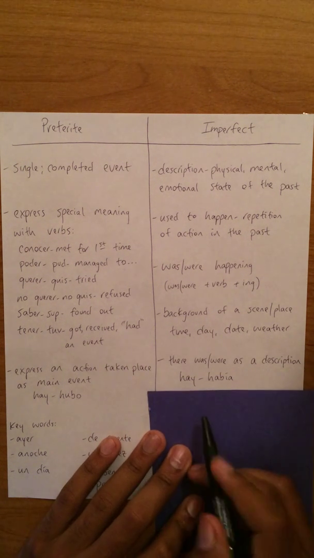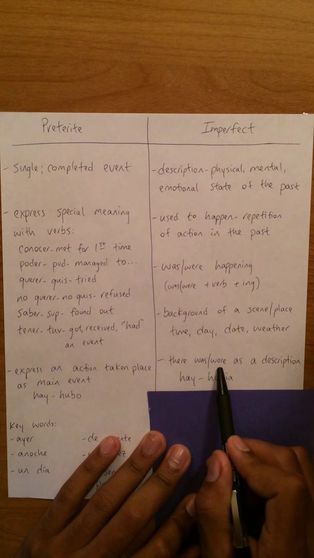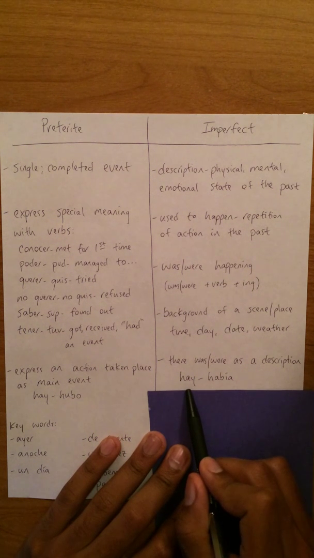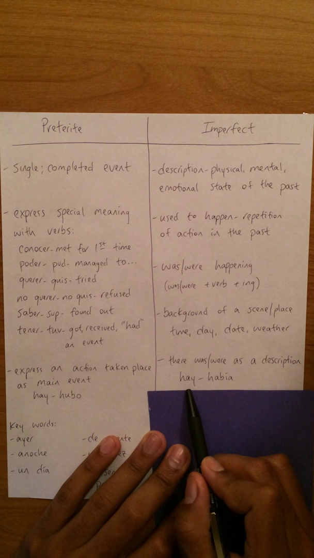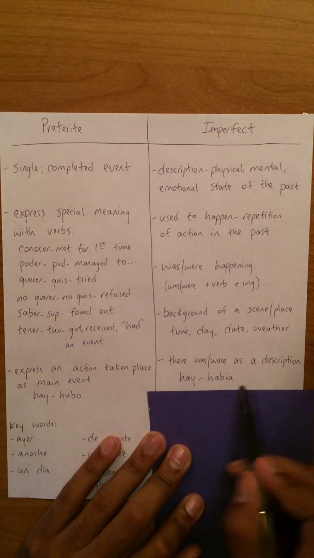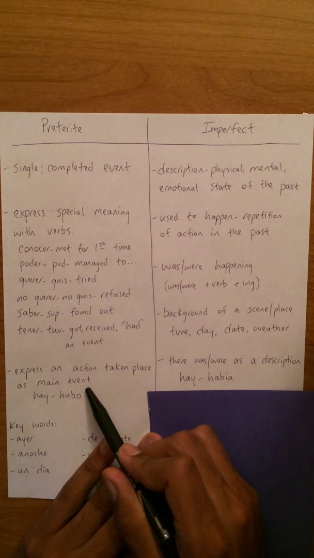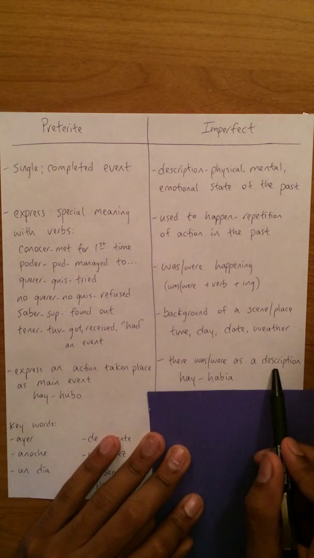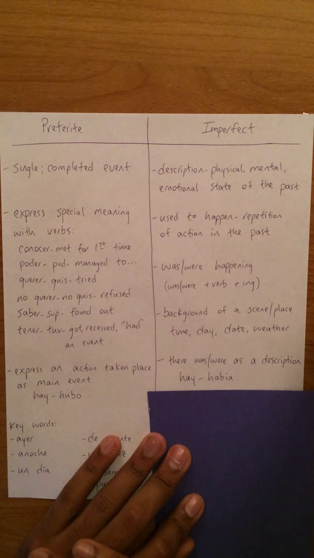And then it is also used with the phrase there was or were. You take the verb hay, meaning there is or there are in the present, and change it to había in the imperfect. However, instead of an event following, like in the preterite, it's going to be followed by description. So for example, había muchas personas en la fiesta. That would translate to there were many people at the party.